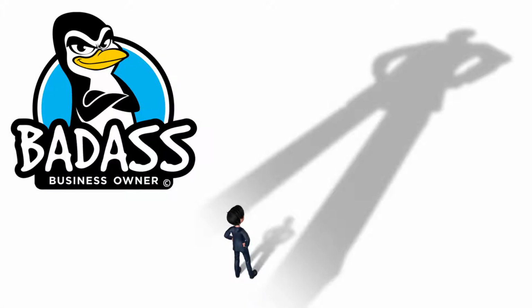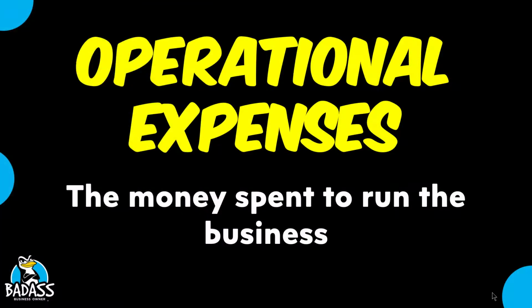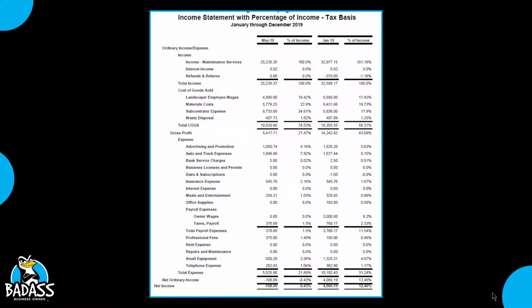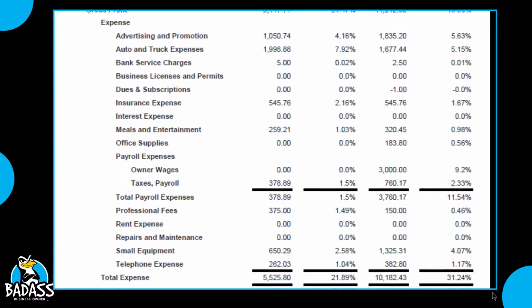Hey, badass business owners. All right, let's continue this on and look at our operational expenses. The operational expenses on your profit and loss statement are basically the money that you spend to run the business. It is all those little expenses that add up and take away some of your money. Once again, let's go back to our profit and loss example that we've been using here for our landscaper, and let's take a closer look into this section.